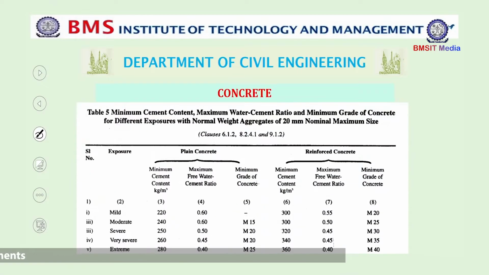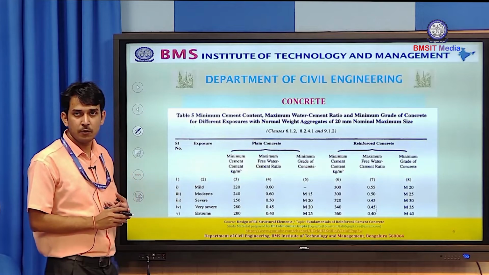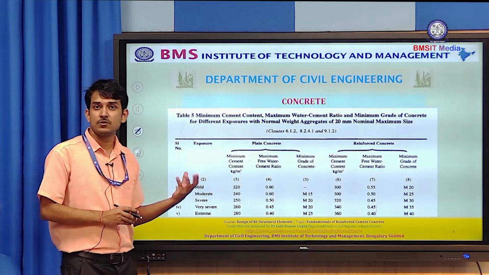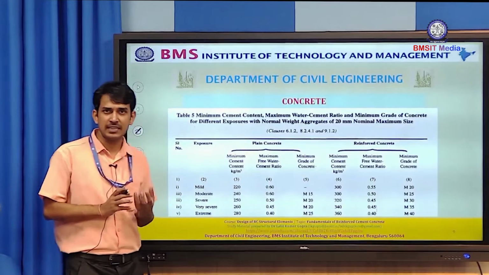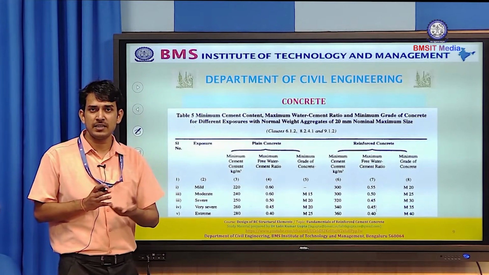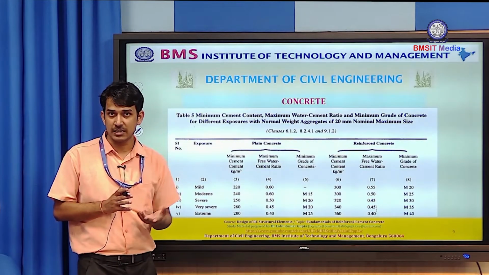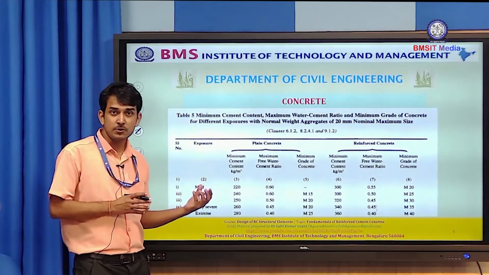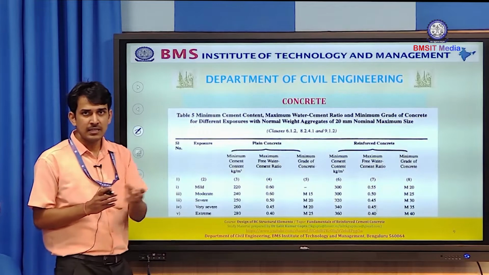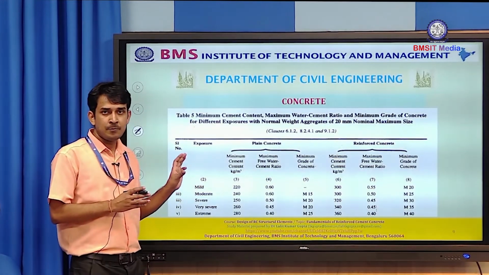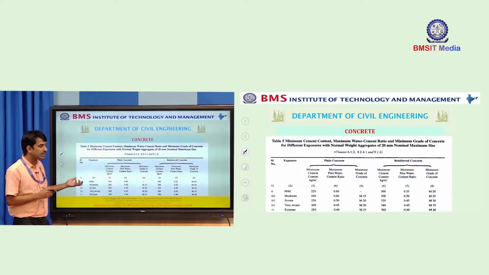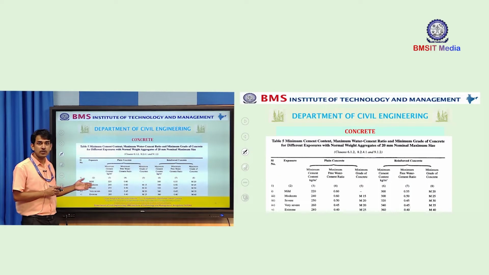After that, this is one table again from the same code, IS 456-2000. In this code we have the purpose for which we are using the concrete. If we are using only concrete, we call it plain concrete. If we are using concrete with reinforcement, we call it reinforced concrete. For both, it gives the maximum water cement ratio, minimum cement content, and minimum grade of concrete for the various exposures.